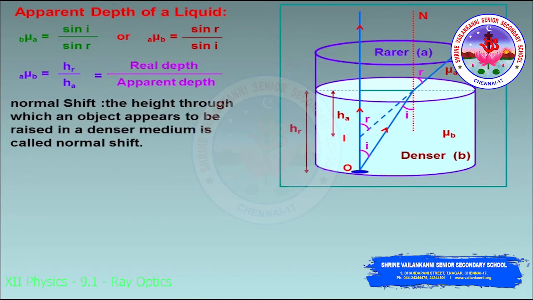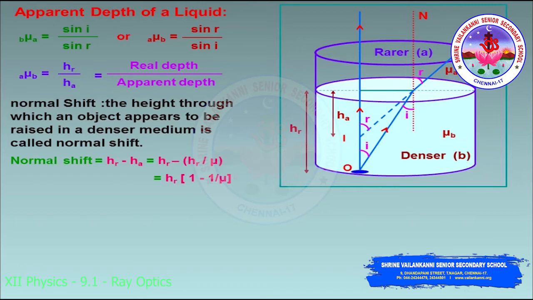See the apparent depth, which is nothing but what we said: real depth by apparent depth is the refractive index, right? From that relation, we can get the normal shift. So what is normal shift? The height through which an object appears to be raised in a denser medium is called the normal shift. So the normal shift means what? Real depth minus apparent depth.